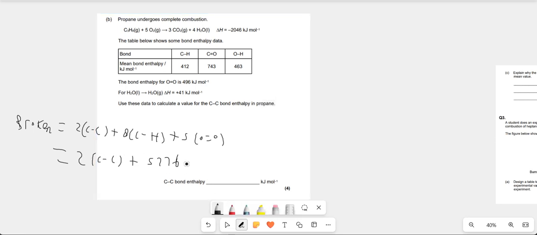So 2CC plus 5776, that's bonds broken. Now let's look at bonds made. Bonds made is the right hand side. That's six CO bonds, because there are two CO bonds in this, and then times it by three, so six CO bonds. Plus how many H2O? There are two OH bonds in H2O, times it by four, eight OH bonds. So that's 8 times 463, plus 6 times 743. Do that and you're going to get a total of 8162.